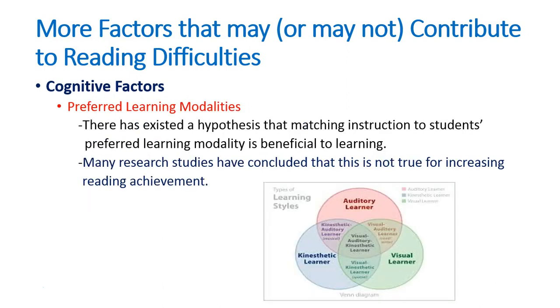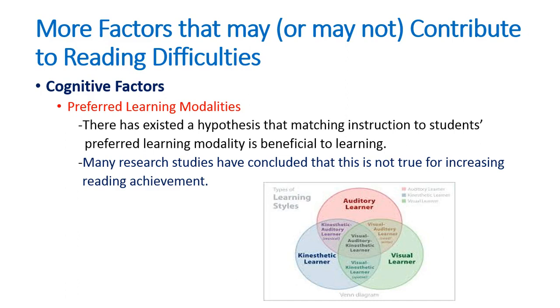So another cognitive factor that is sometimes thrown around is a child's preferred learning modalities. There exists a hypothesis in the world of education, which is now kind of educational folklore, that if we determine a child's preferred learning modality and then match our instruction to that learning modality, it's going to be much better for the students. So for instance, if we determine that a child is a visual learner and then we always present information to them in a visual way, so that they're always seeing pictures and videos and always getting that information through visual means, that's going to help them learn better.